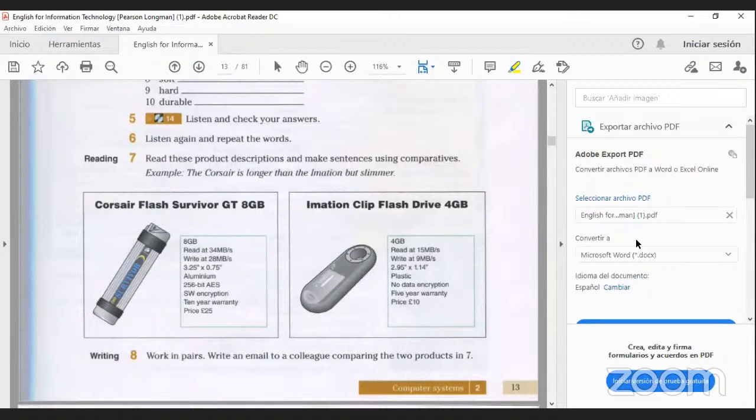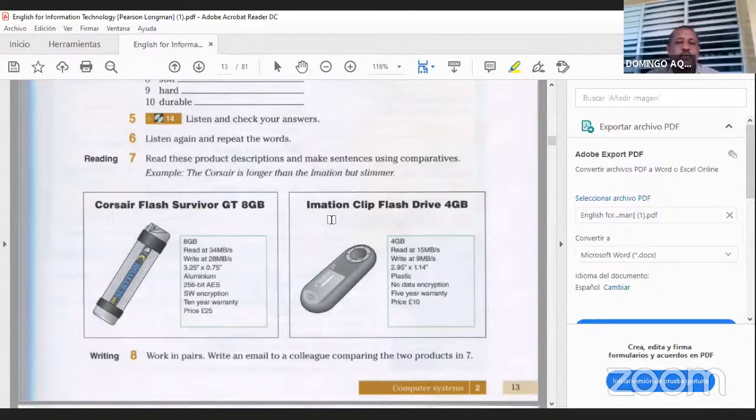Okay, Stephanie, can you make it? Voy a decir, profesor. The one on the left. We are comparing Corsair Flash with Immersion Clip Flash Drive. The two devices are storage devices.